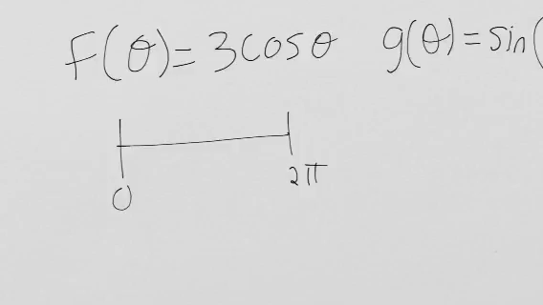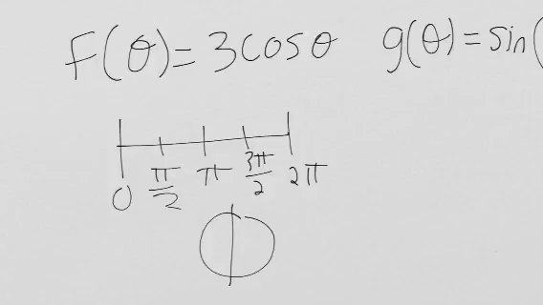All right. So here's pi. Here's 3 pi over 2. Here's pi over 2. Right. So then when we travel around our circle, what's happening is now our radius is 3 instead of 1. So then when we're here at 0, instead of being at 1, we're at 3. 1, 2, 3. We're up here at 3.